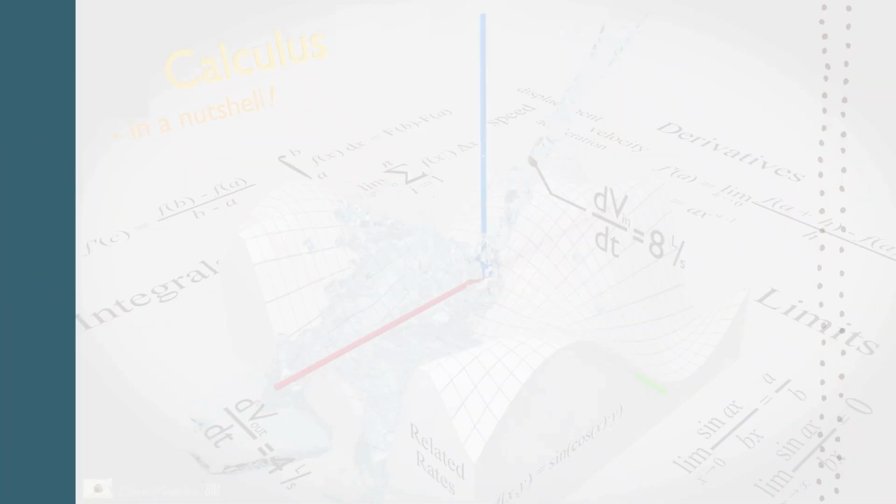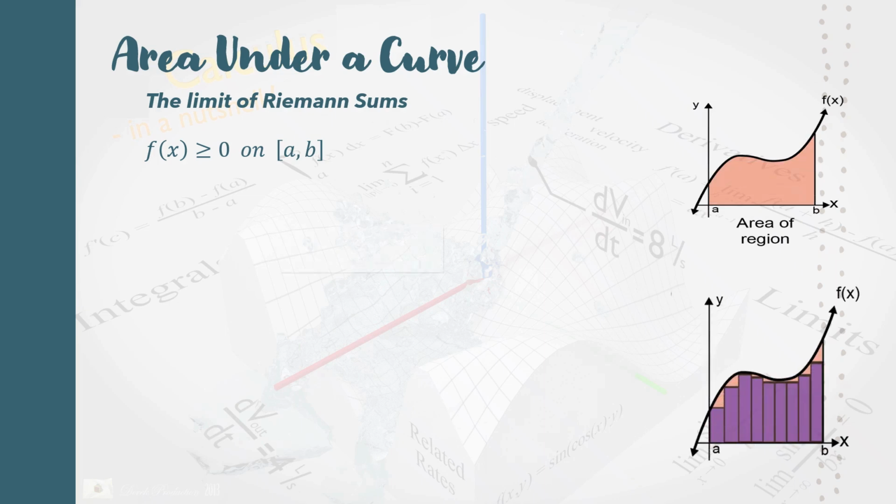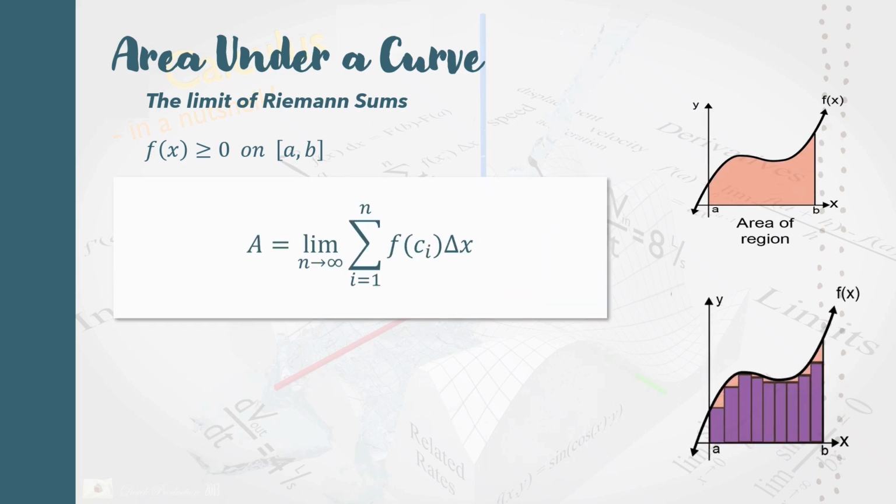So let's dive into the topic: area under a curve. How can you find area under a curve? It's so simple. Using the Riemann sum, sigma i equal to 1 to n f of ci delta x. But please don't forget, limit n approaches infinity. n should be a large number.